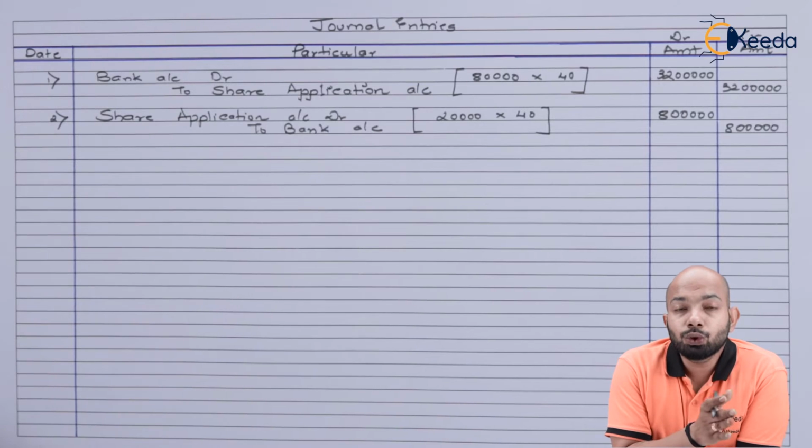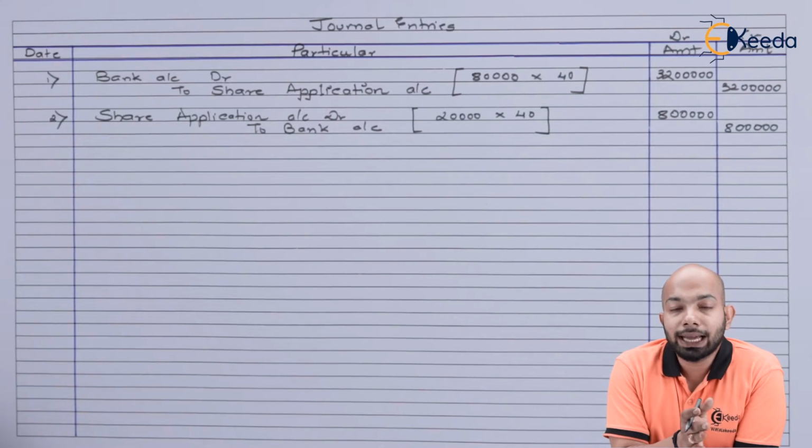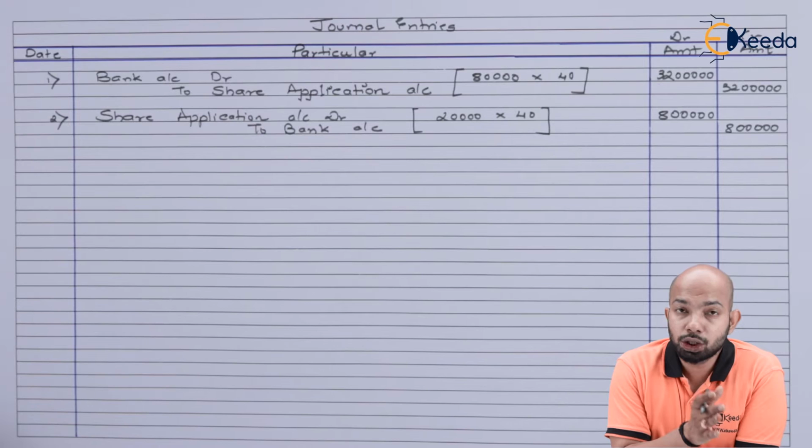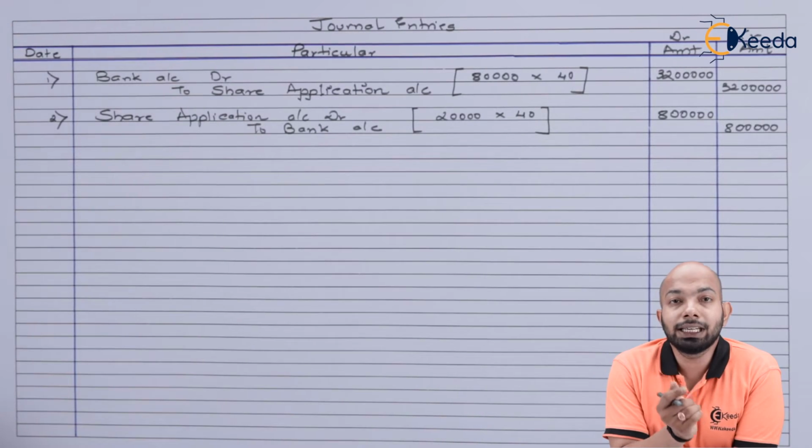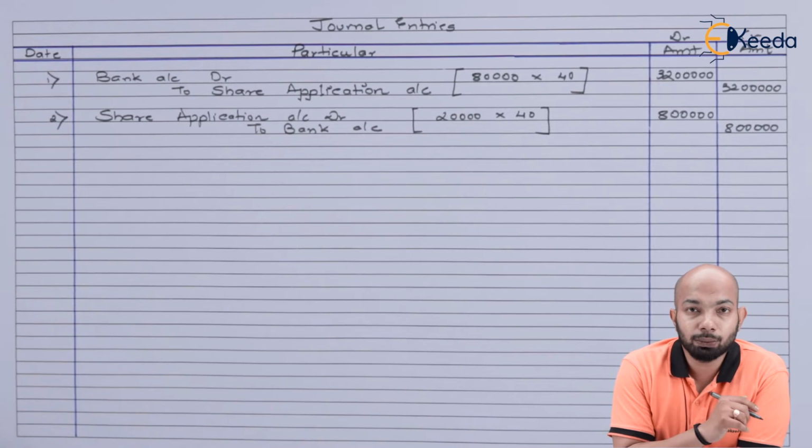Now we are supposed to transfer only the application money to the capital. So that will be 20,000 shares multiplied by 40 rupees. So whatever balance is left will be taken care of in allotment. So let's start with that.